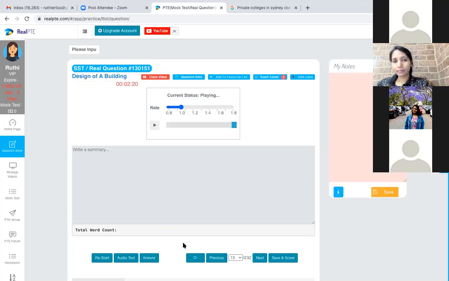What about repeat sentences? Repeat sentences, I think the score is carried from the reading fill in the blanks more. It's become quite tough for me.